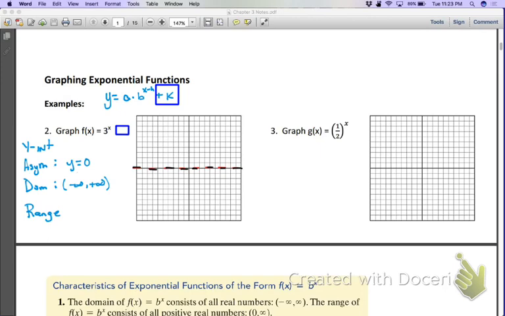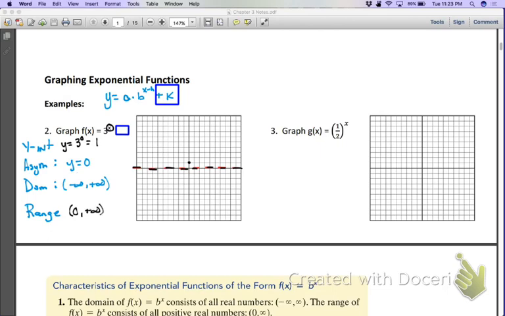Then find the y-intercept. What do we do? We take the x and plug in 0. So y equals 3 to the 0 power. Anything to the 0 power is 1. So that right there tells us what my range is going to be. If it's above that asymptote, above that imaginary line, it's positive. So that means it's going to go from 0 to positive infinity.